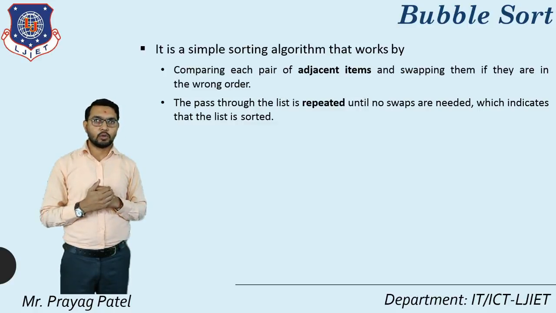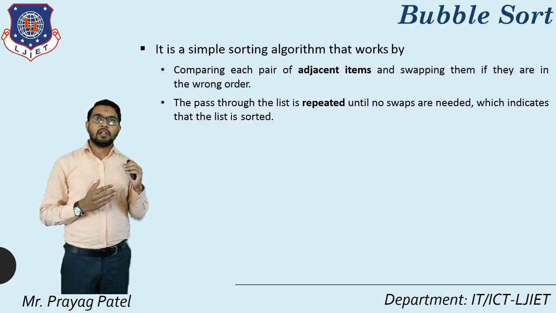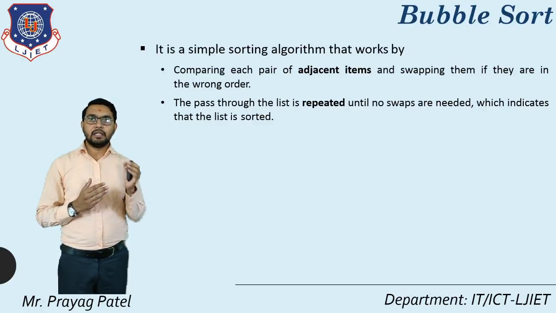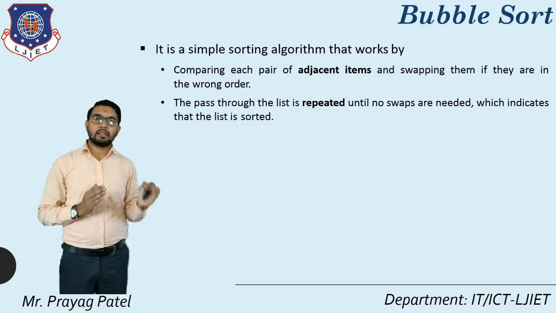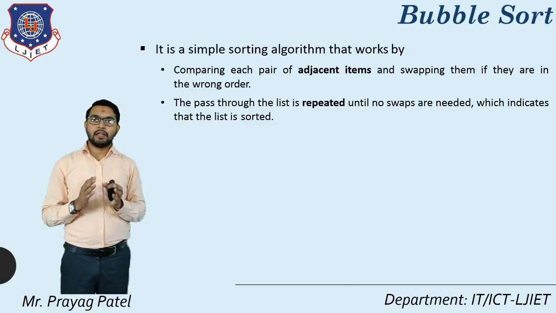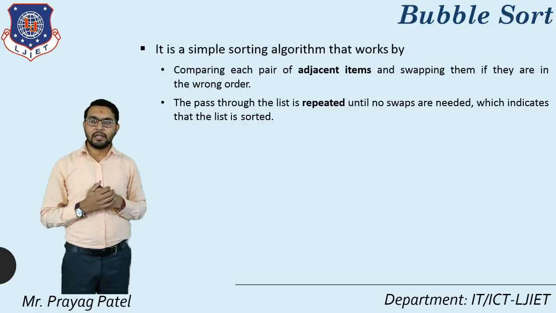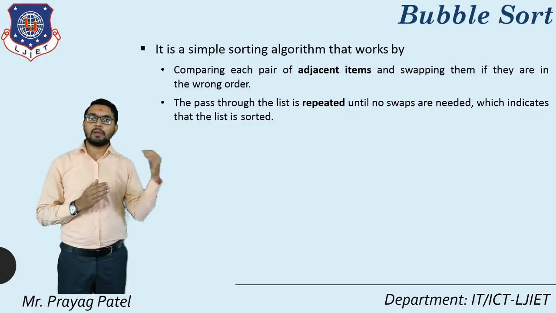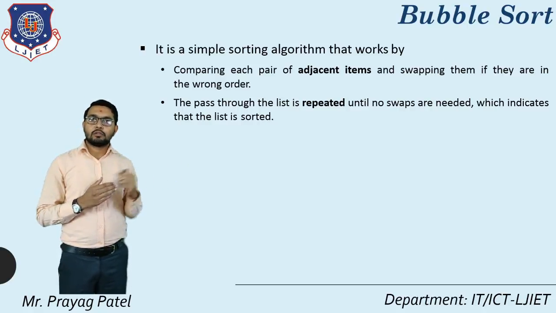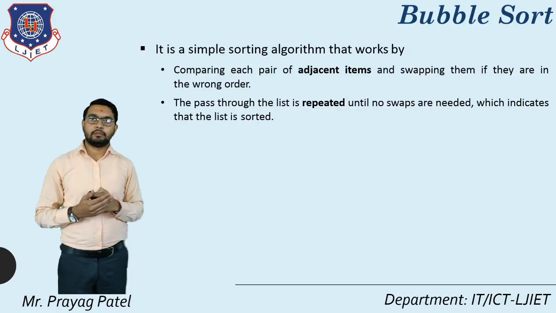It is a simple sorting algorithm that works by comparing each pair of adjacent items and swapping them if they are in the wrong order. Meaning we compare the first and second location, then second and third location, then third and fourth location, and if the particular locations do not satisfy the condition, that is considered the wrong order. If the given data is in the wrong order, then swap these elements. The pass through the list is repeated until no swaps are needed, which indicates that the list is sorted.